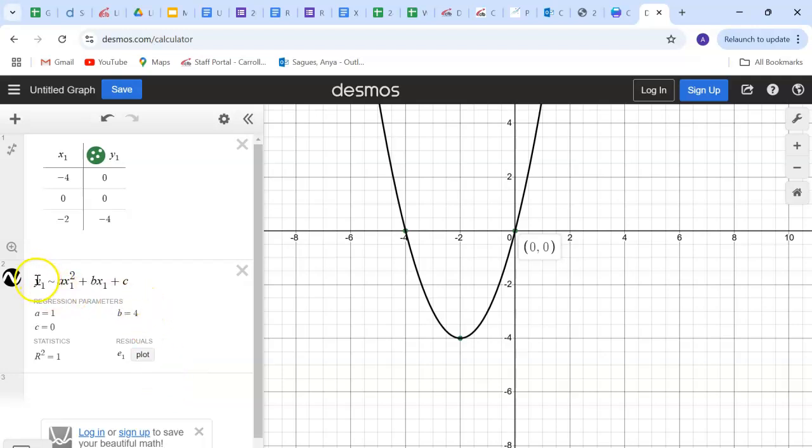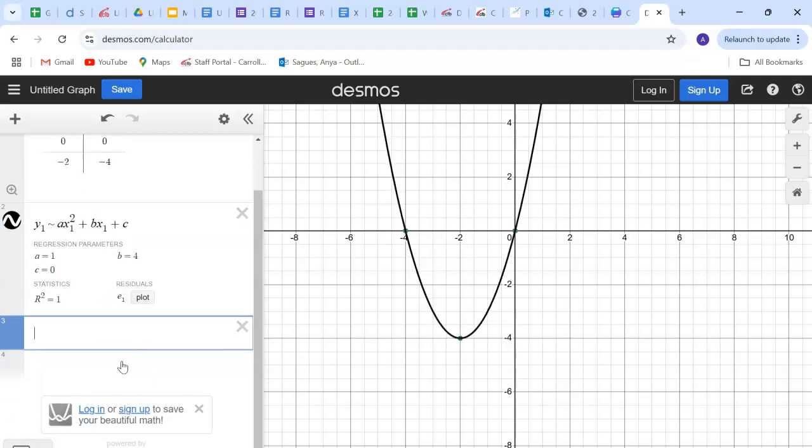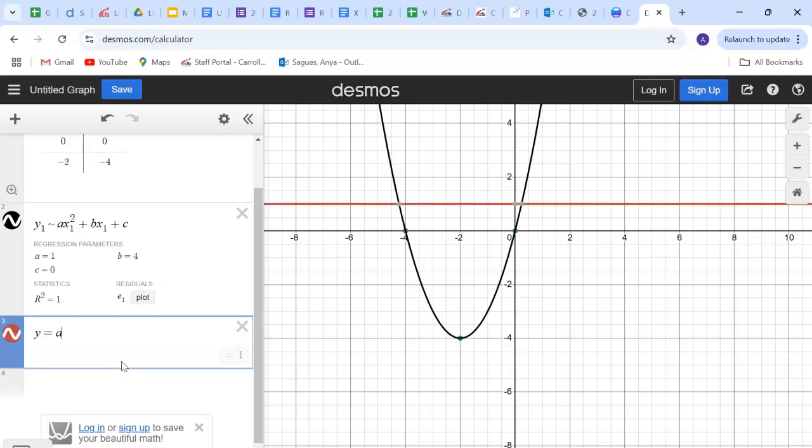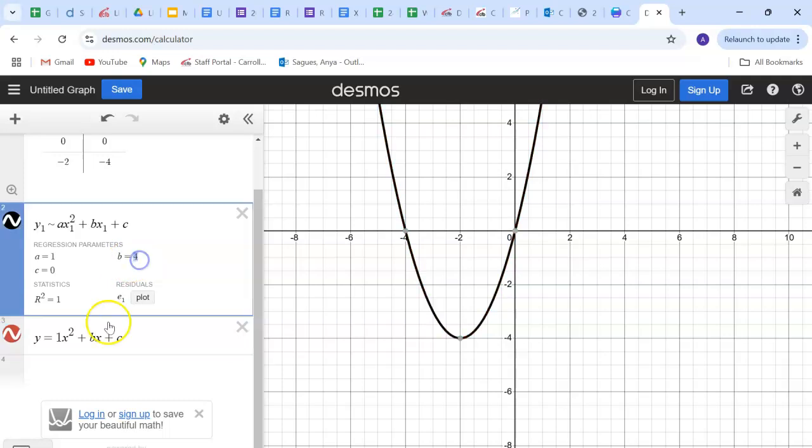What's extra though, once I typed in this equation, all of a sudden these regression parameters appeared. This is telling me what A is, this is telling me what B is, and this is telling me what C is, what they have to be to make this specific shape through these 3 points. So if I was to write out my equation in standard form, y equals ax squared plus bx plus c, if I was looking at answer choices, I would want the one where a is 1, b is 4, and c is 0.